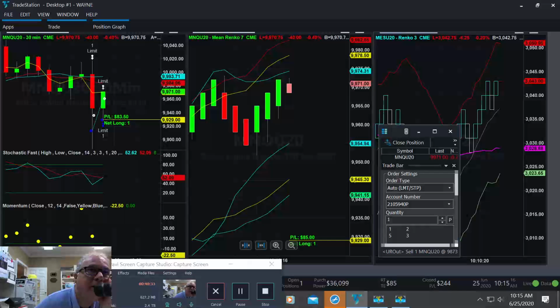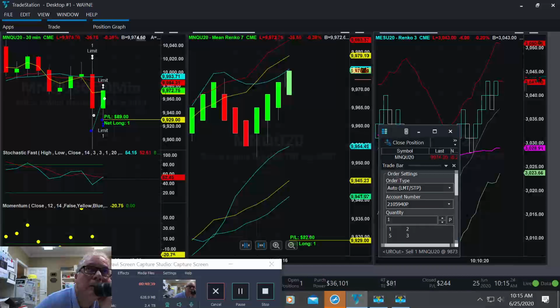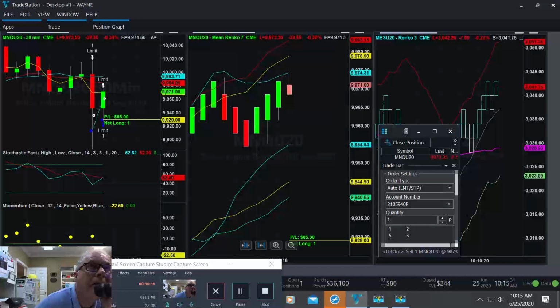Stochastic just went positive. Momentum's at 22. So we're going to probably threaten the alligator up here on the 30-minute. I don't know if it would have to get above 99.94. Still hadn't taken out that Mnq bar high.